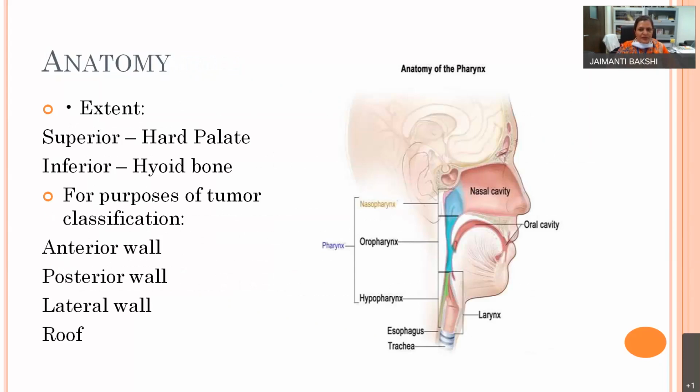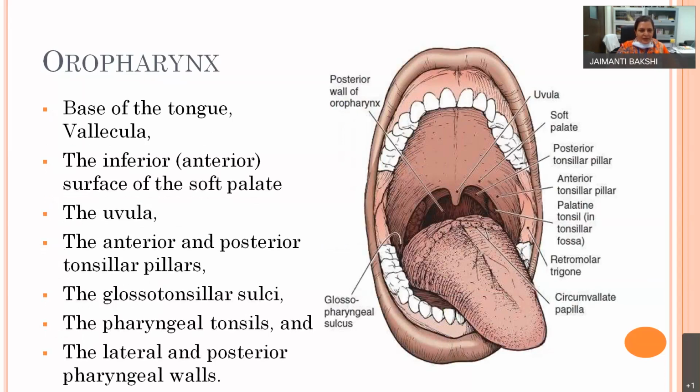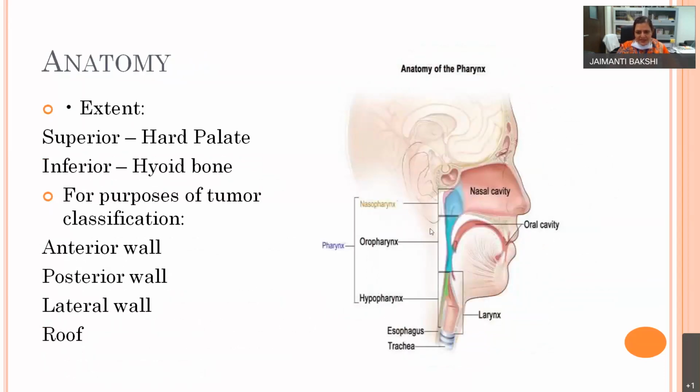Now coming to the anatomy of oropharynx. So it extends from superior to inferior. Superiorly, it is bounded by hard palate and inferior extent is up to hyoid bone. For the purposes of tumor classification, it has been described as having anterior wall, posterior wall, lateral wall, and roof. So here you can see the extent of oropharynx, superiorly from hard palate and inferiorly it goes up to the hyoid bone.